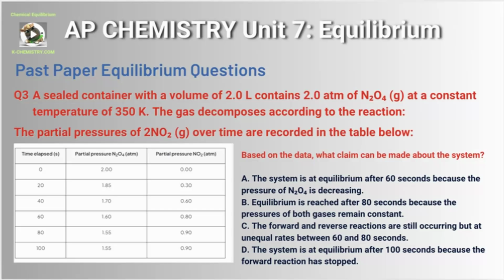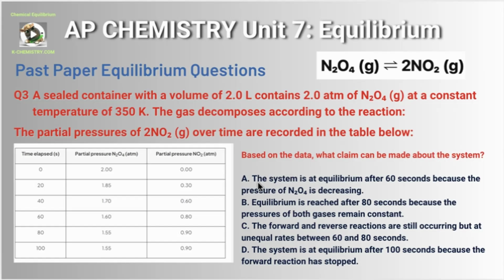Now we have a sealed container in question 3 with a volume of 2 liters, containing 2 atmospheres of dinitrogen tetroxide at a constant temperature of 350 Kelvin. The gas decomposes into 2 moles according to the reaction. So I can see that 1 mole of this one forms 2 moles of this one. Based on the data, what claim can be made about the system?